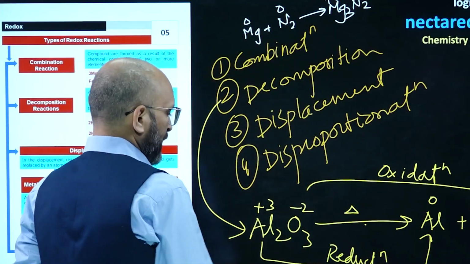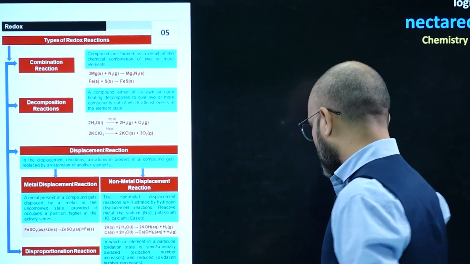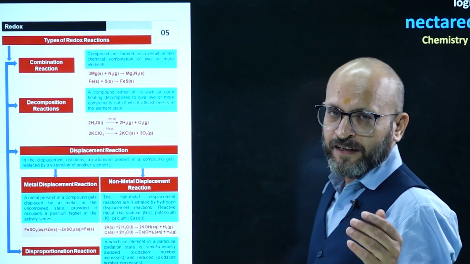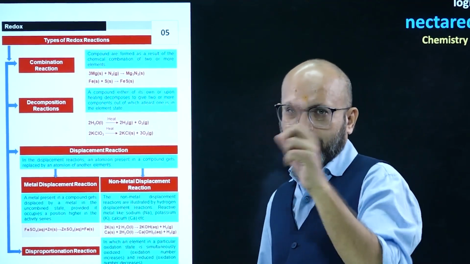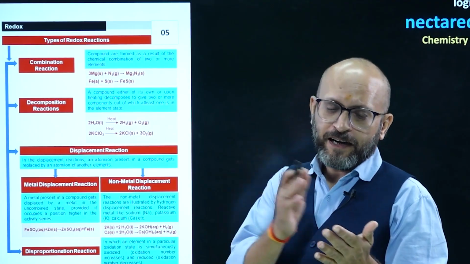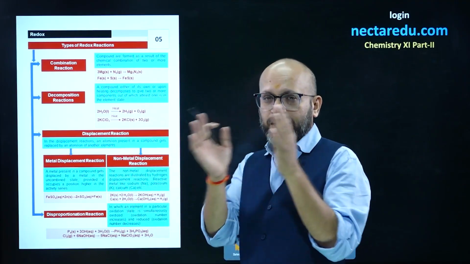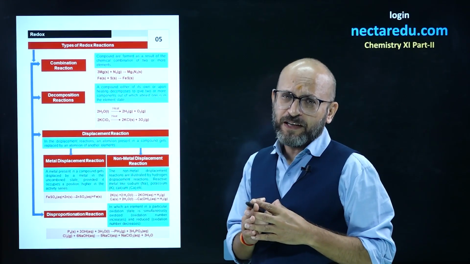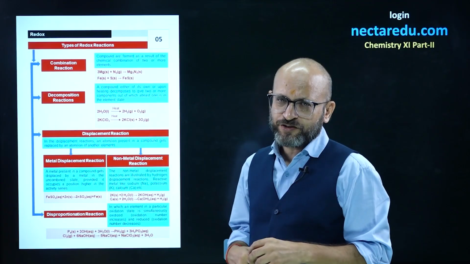Now we will be talking about displacement reactions. What is displacement? As the name says, in displacement, one element will be replacing another. A metal is replaced by another metal, or a non-metal is replaced by another non-metal, or in a particular reaction, hydrogen is being replaced by a metal. So there could be variations of displacement reactions.